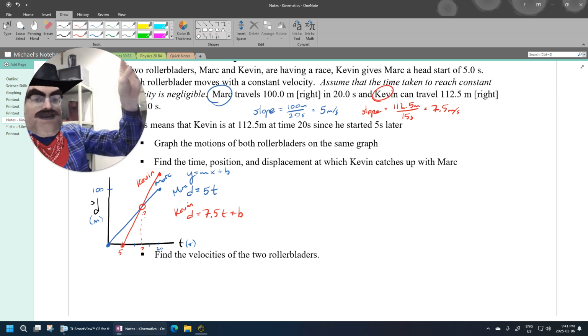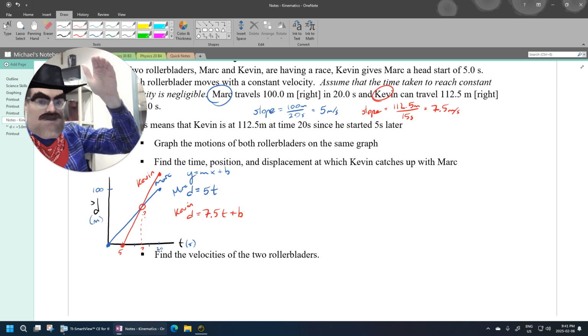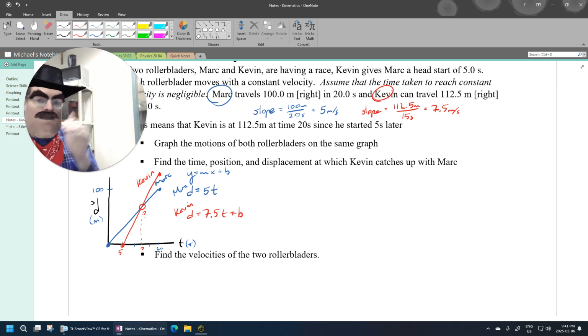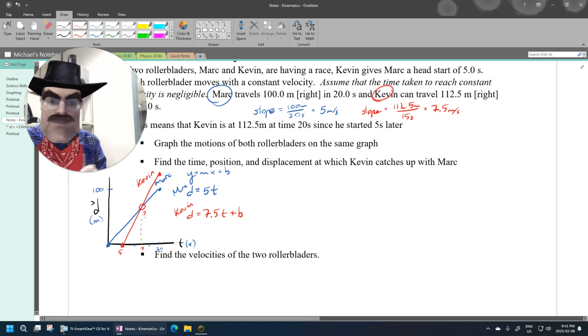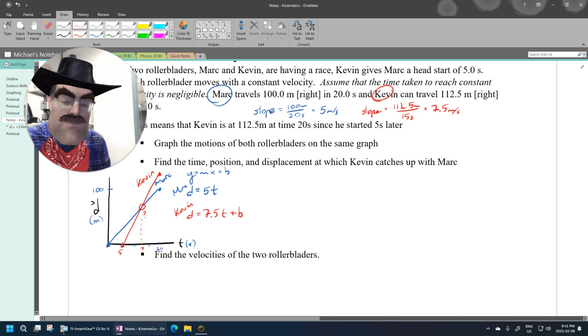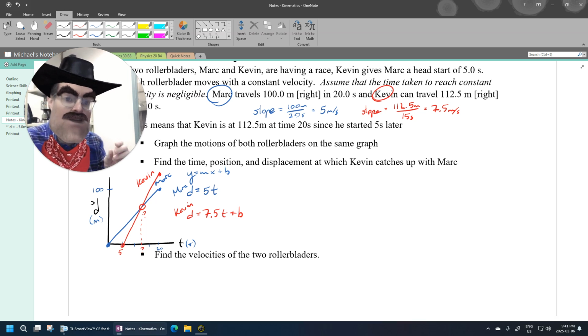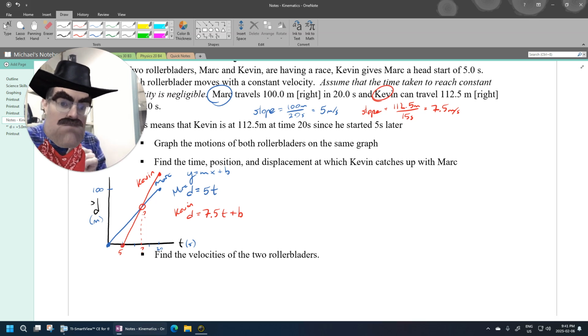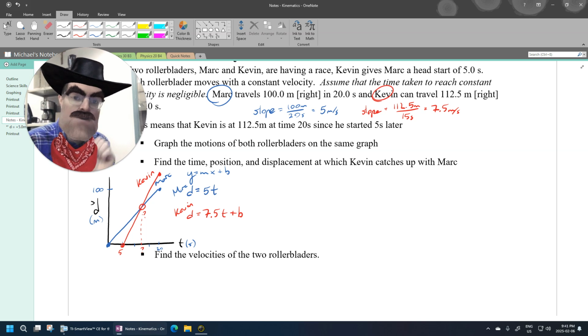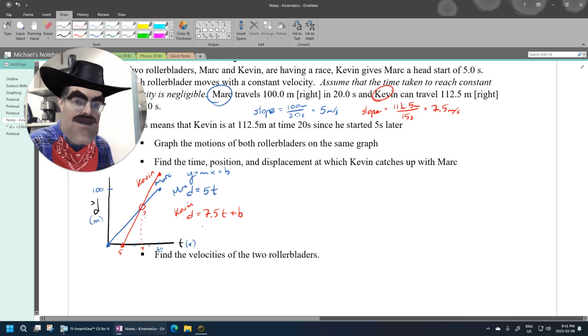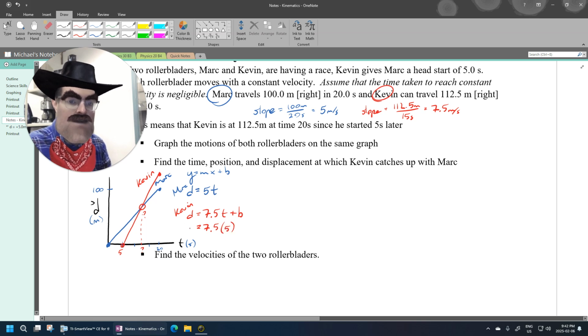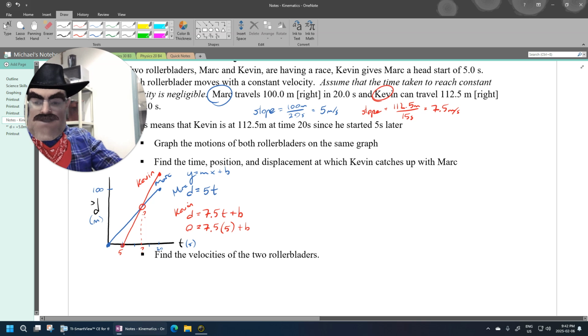So I know the final point at 20 seconds is 112.5, and I know the initial point at 5 seconds, he's at position 0. That's when he started, right? He started 5 seconds later. So either one of those two, I can use to find b. I'm going to use the 5-second one at the very bottom here. So according to this equation, at 5 seconds, he was at position 0, right? So what b value do I need to make sure that actually works that way?